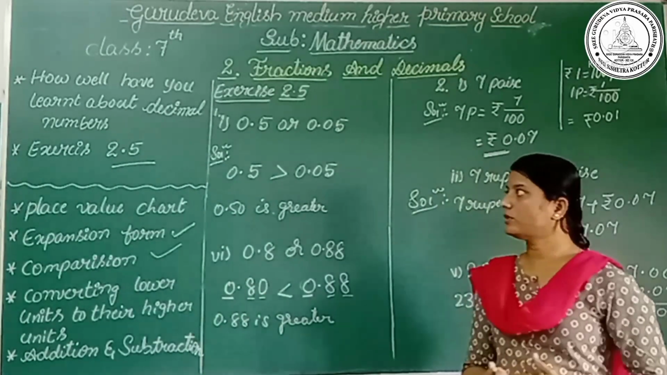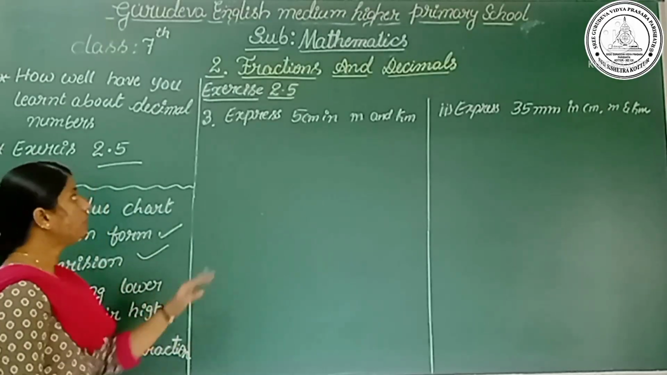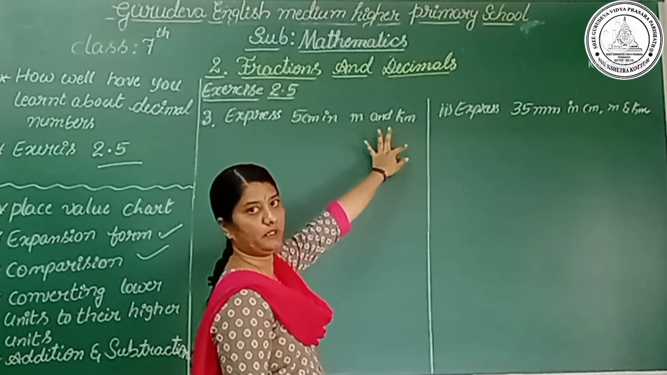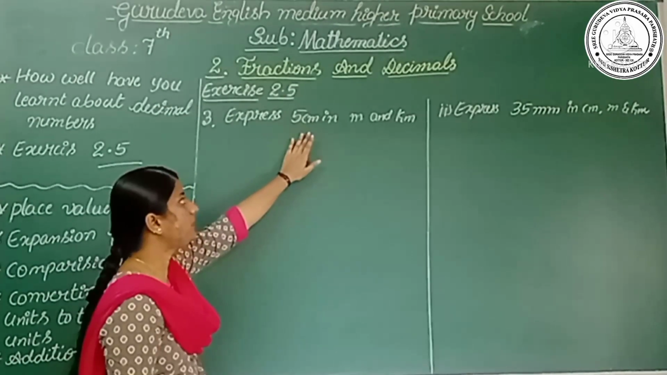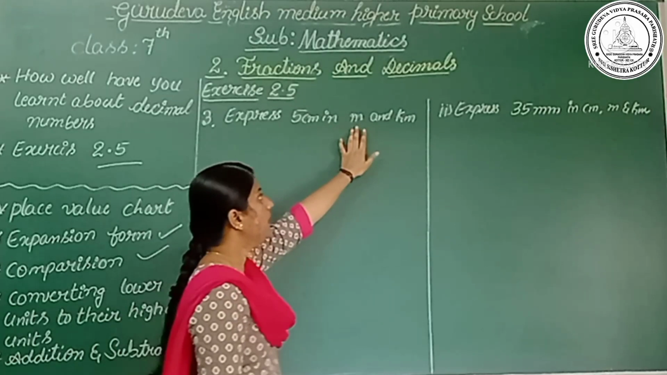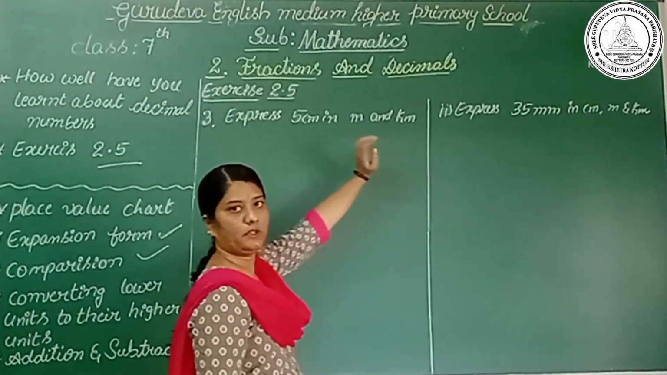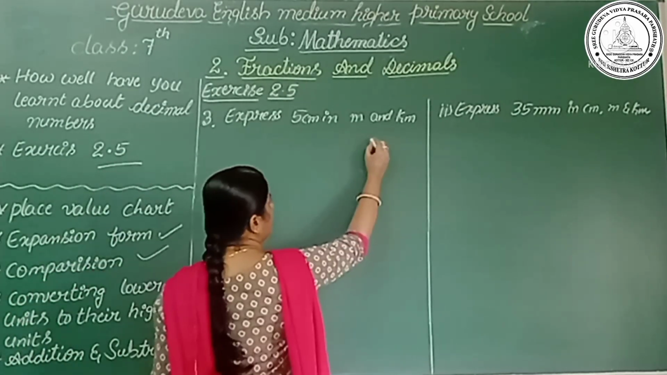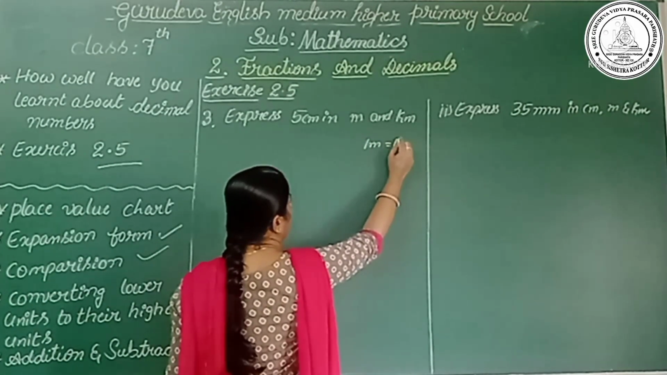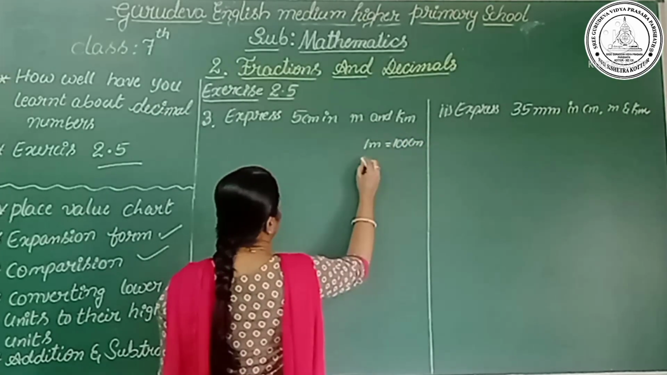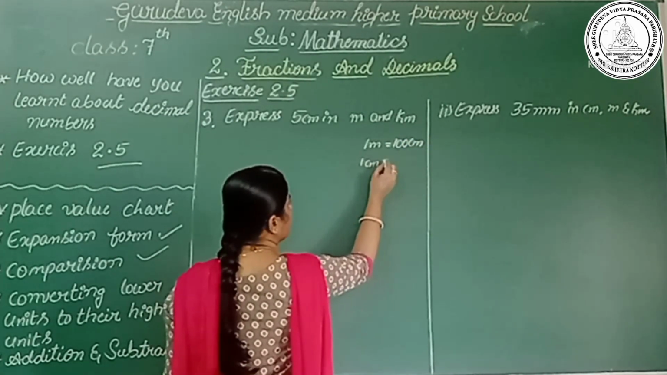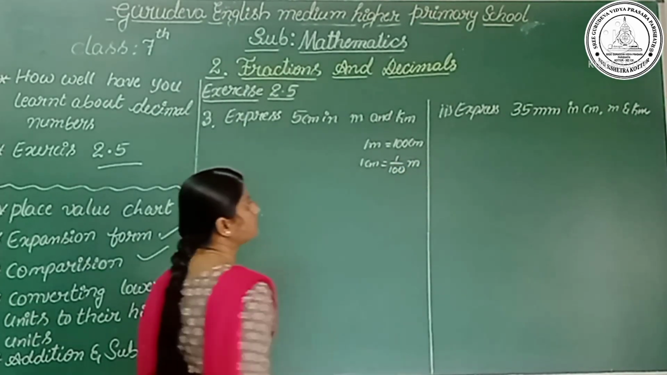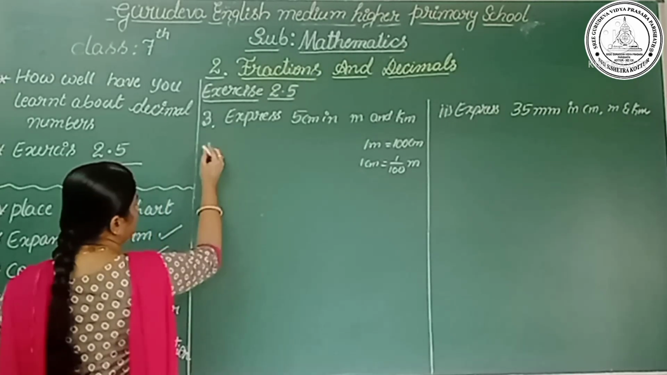Okay, then let's solve the third question. Express 5 centimeter in meter and kilometer. So here they are given 5 centimeter. We have to express it as meter and also in kilometer. So first write down 5 centimeter. We know that 1 meter is equal to 100 centimeter. Then 1 centimeter is equal to 1 by 100 meter.